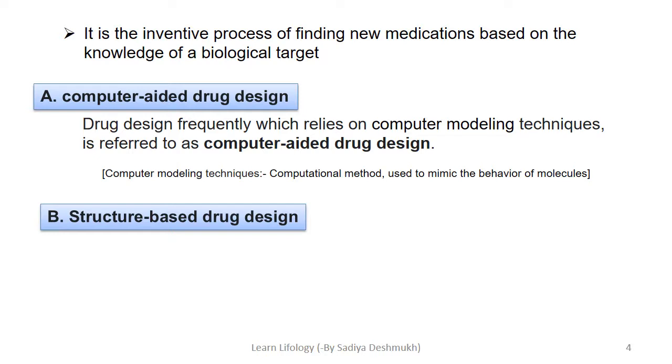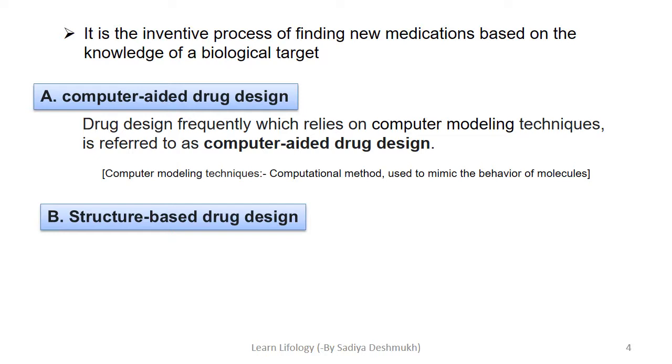So in this process we use computer modeling techniques, that is, simulations, generally computational methods which mimic the behavior of molecules. On the computer models itself we test the drug by mimicking the structures or their molecular formats. Their simulations are done, and everything is done just on the computer.